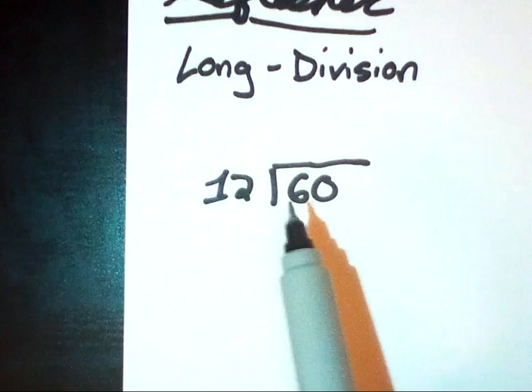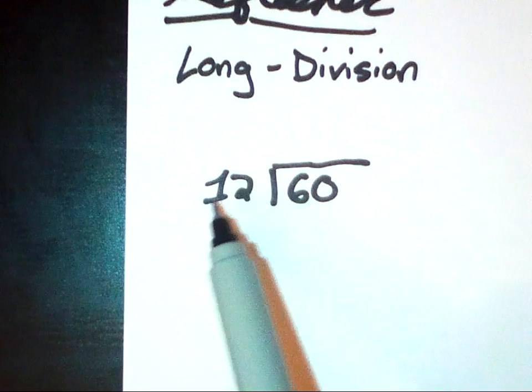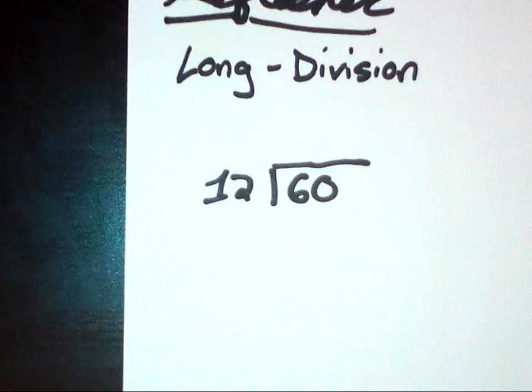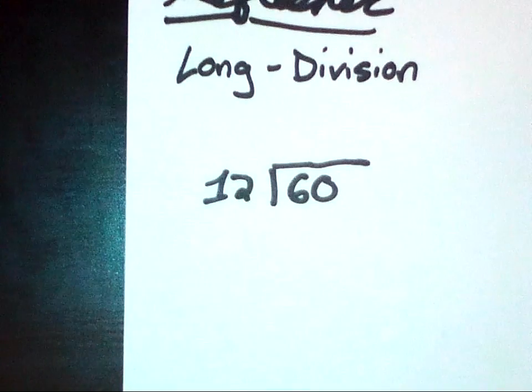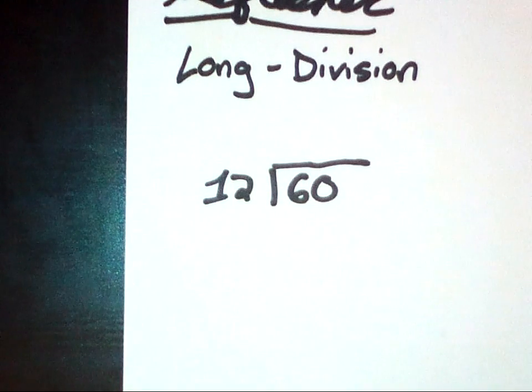So here we have 60 divided by 12. And we're trying to figure out how many times 12 goes into 60. Now, some of you off the top of your head can probably think and say, it's 5. Which is great. I'm glad you can do that. But for the rest of us at home that have to go through the process of doing long division, then you got to think about it a little bit more. So here's how it works.